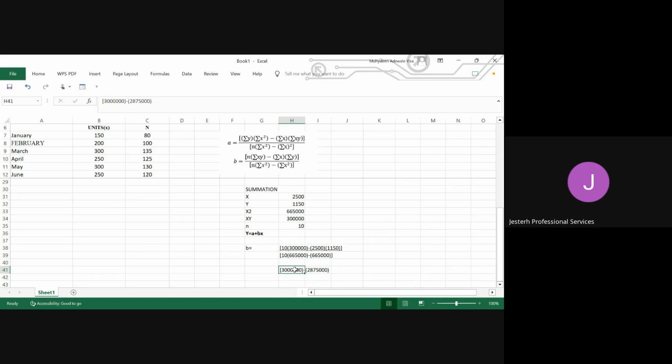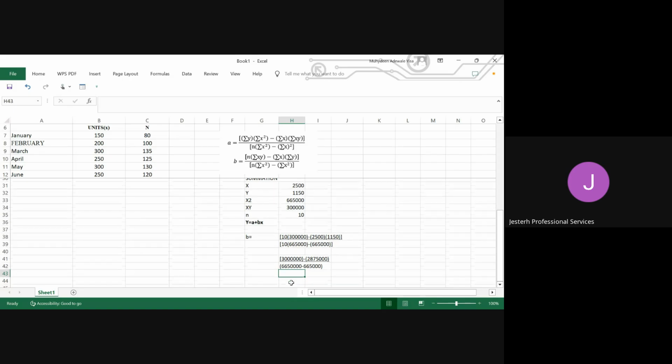Okay, now let me do it. Because I want to break it down. Now the downside, 10, which is our n, multiplied by 665,000. This one gives us 6,665,000 minus 665,000. Brackets here, and then brackets here.